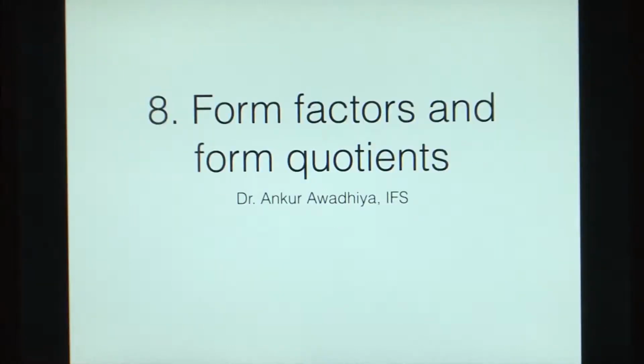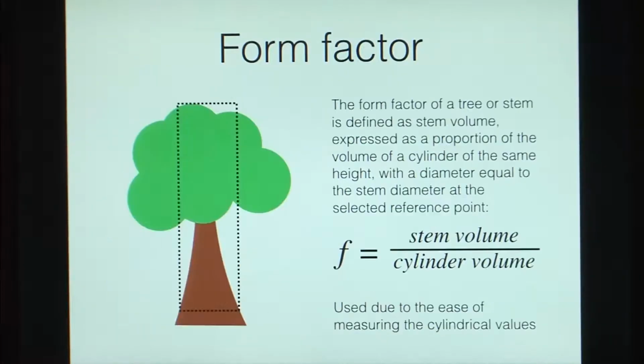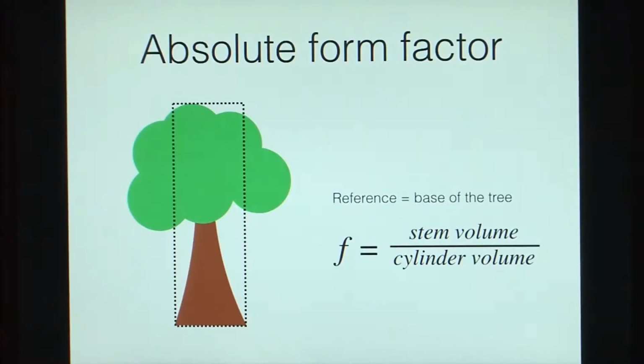In the next class, we looked at form factors and form quotients. So, we used form factor as a summary of the tree shape, and we defined it as the volume of the tree divided by volume of a cylinder. From where we take the values of the diameter and height of that cylinder gives us different kinds of form factors. So, form factor is stem volume by the cylinder volume. We took the absolute form factor, in which the basis of your cylinder, or the reference, is taken at the base of the tree.